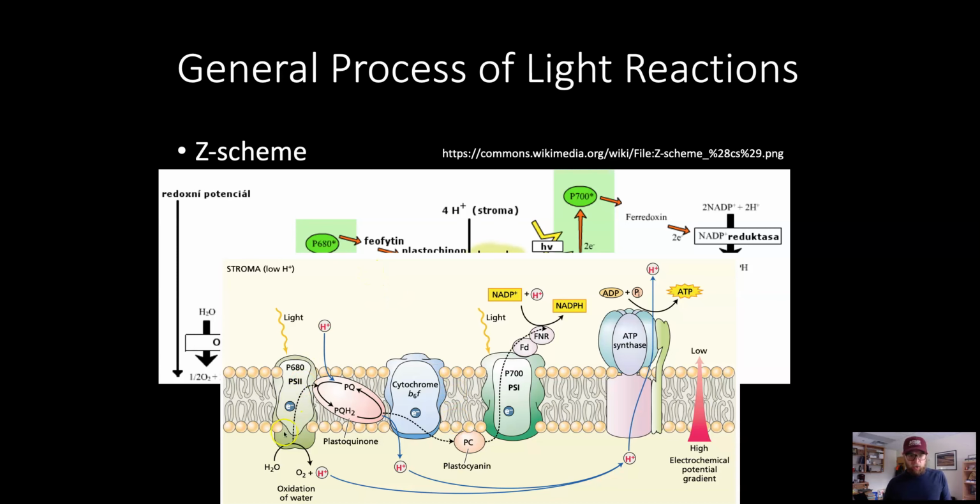I'm going to go to this one real quick and then back. This is another way of visualizing the Z scheme. We would start over where you see the green subunit here, which is photosystem 2. We would go up, down through here, back up.